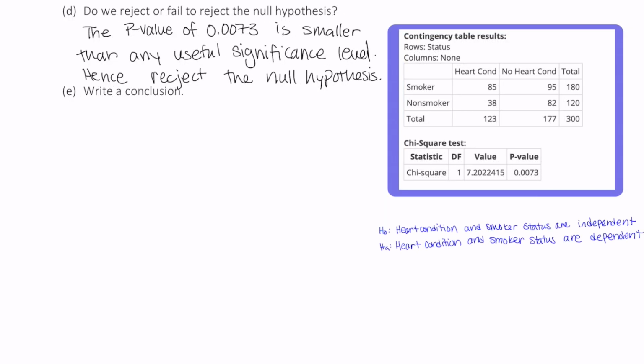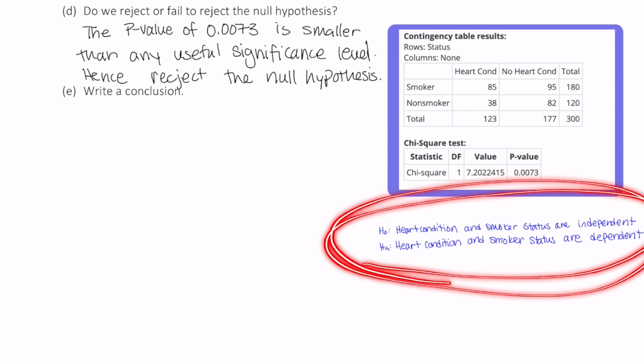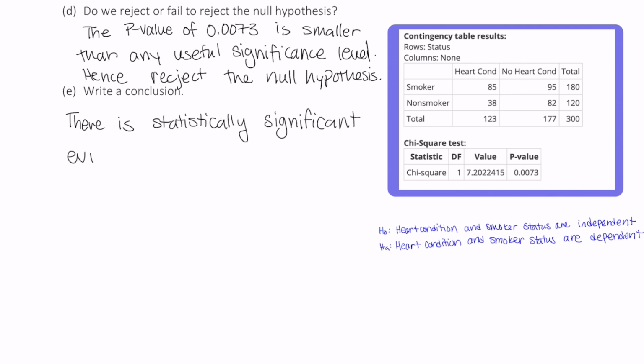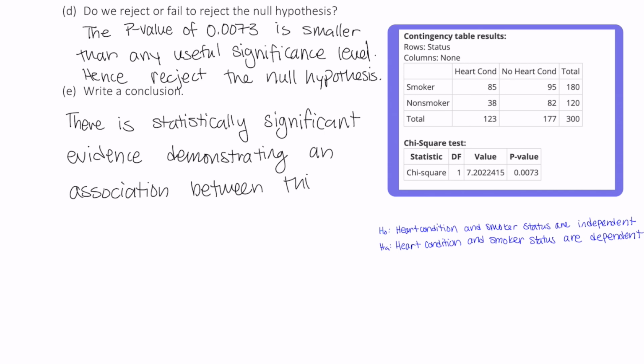Now, to help us write our conclusion, I went ahead and pasted our null and alternative hypothesis here. Remember, we rejected the null hypothesis, so there is statistically significant evidence demonstrating that this heart condition and a person's smoking status are actually associated, so they're dependent. There is statistically significant evidence demonstrating an association between this heart condition and smoking.